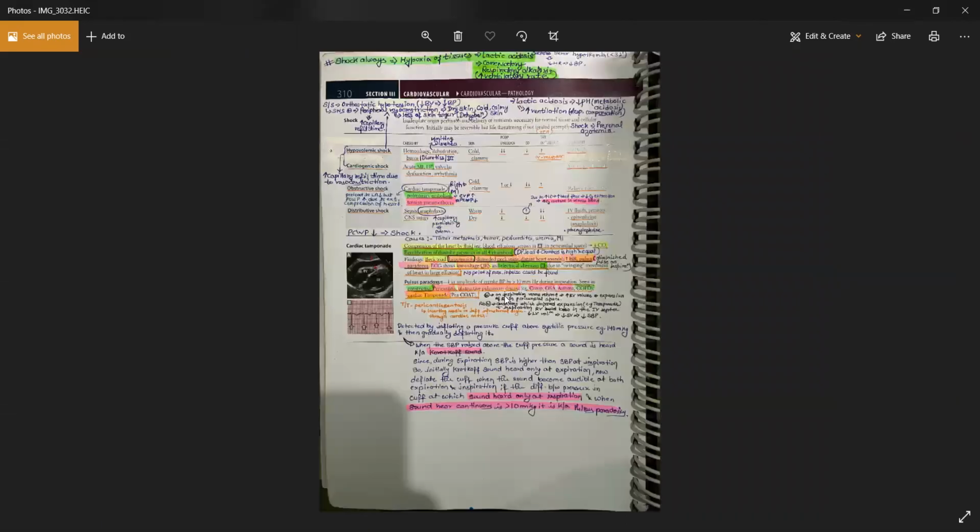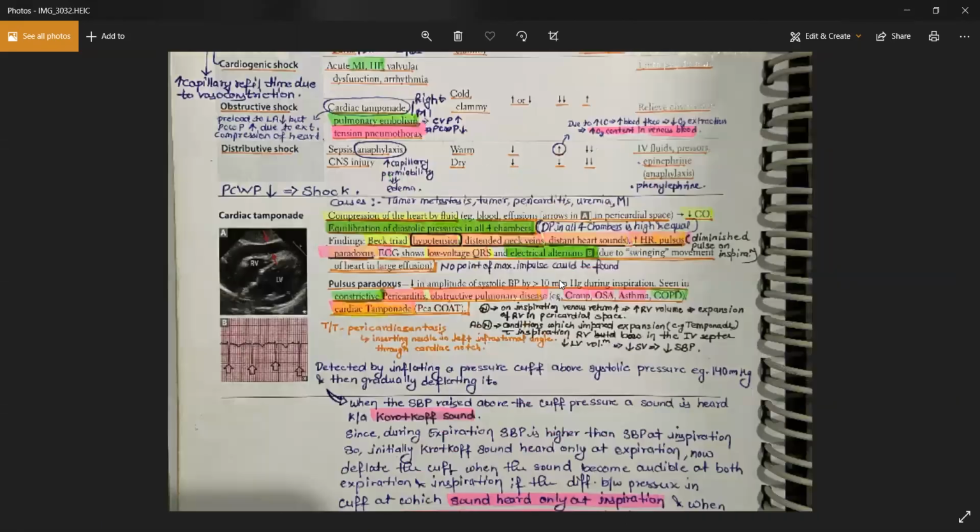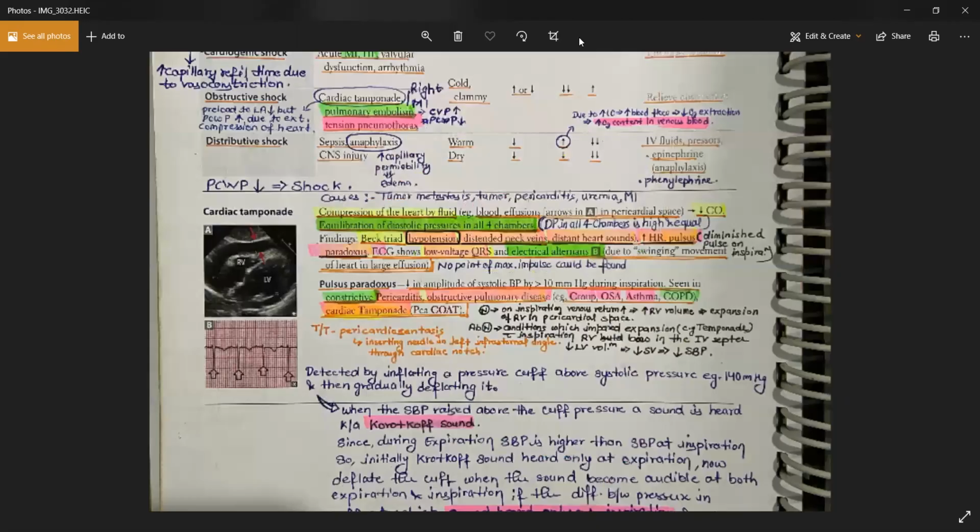Any doubt on the previous page? How does the pulmonary compliance change in case of pulmonary edema? Pulmonary edema leads to reduced compliance. Like compliance of the vessels or compliance of the lungs? Lungs. Okay, compliance of the lungs is reduced. Okay, thank you.